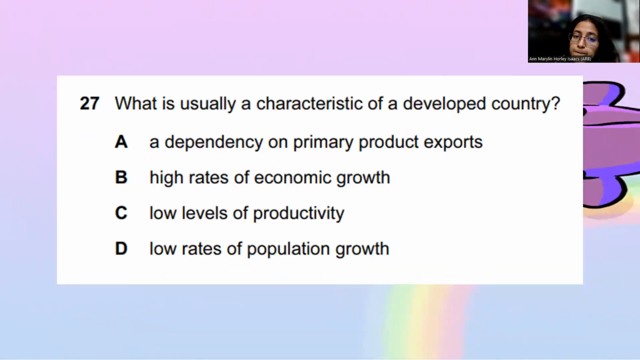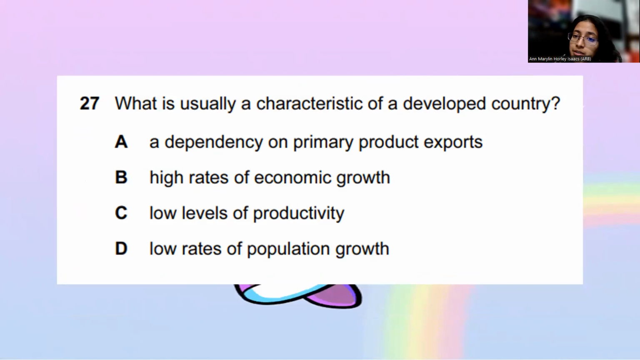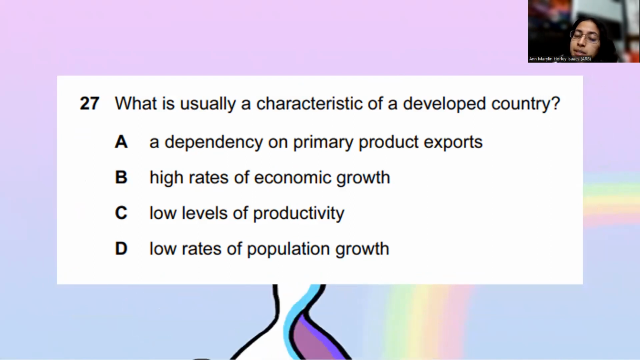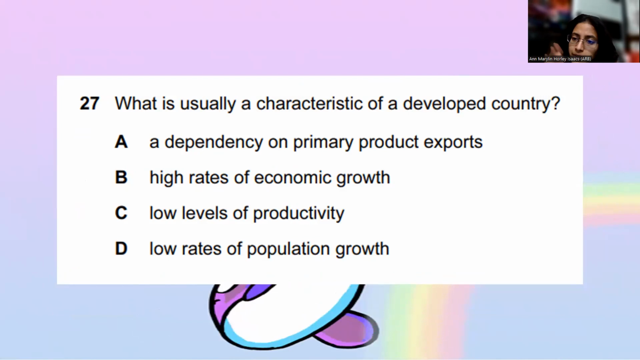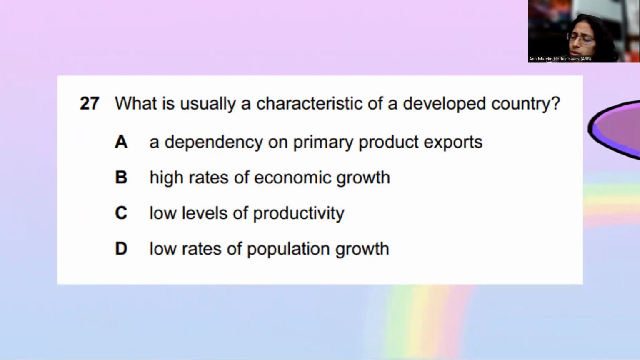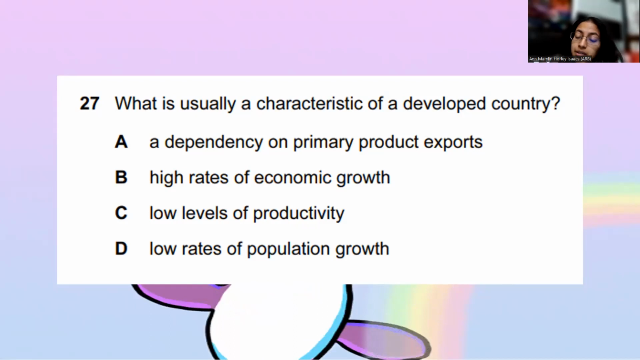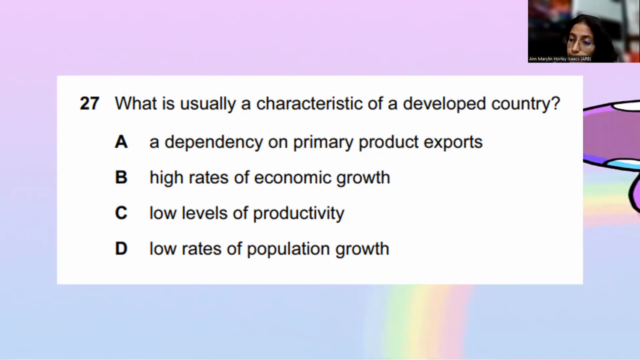Okay. What is usually a characteristic of a developed country? Already developed. Okay, they're developed and developing. So a dependency on primary product exports, that's usually developing. You've got primary, secondary, tertiary, quaternary. So for a developed country, usually large tertiary, some evidence of quaternary because that's still not evident in most places.